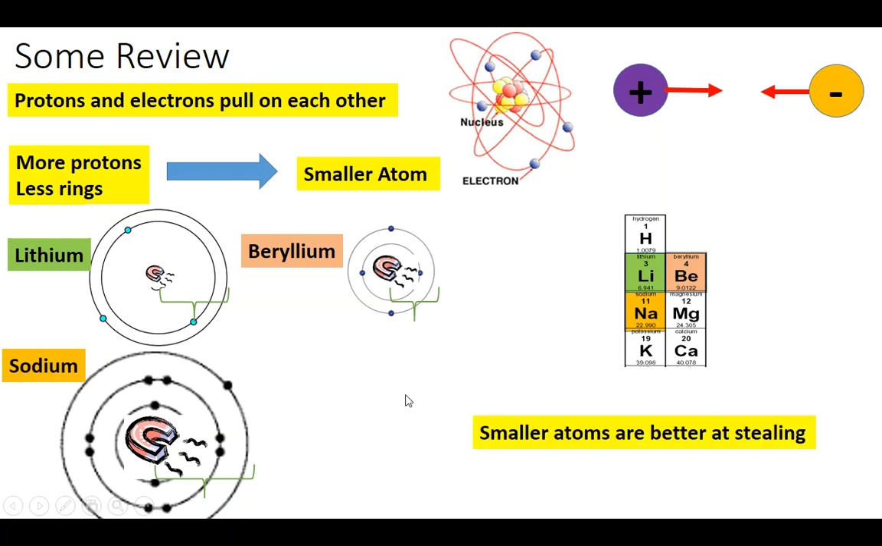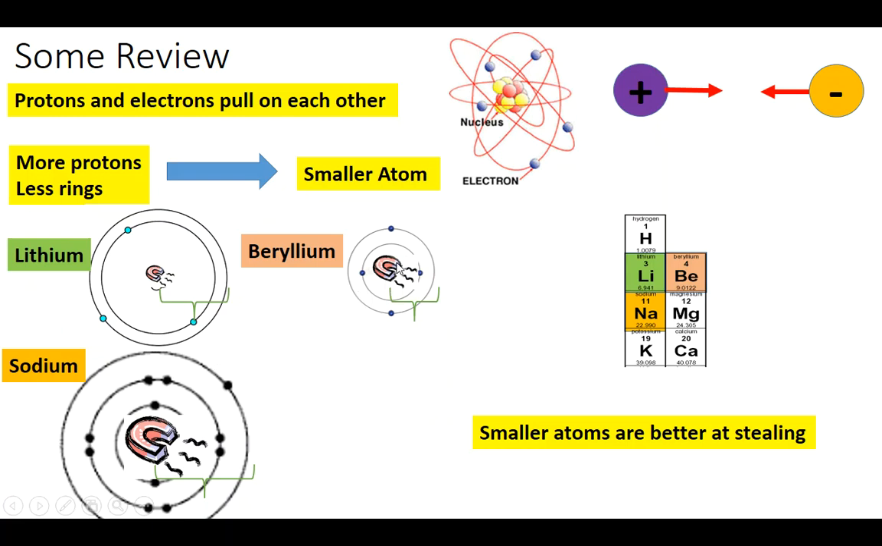The last thing we've got to talk about is small atoms are good at stealing. They're good at stealing because they have very little space to steal from. For example, beryllium, compared to lithium, doesn't have very far to reach for its magnet to grab onto something. Lithium has quite a big distance to reach, and sodium has an even greater distance to reach. So lithium and sodium are not as good at stealing as beryllium.